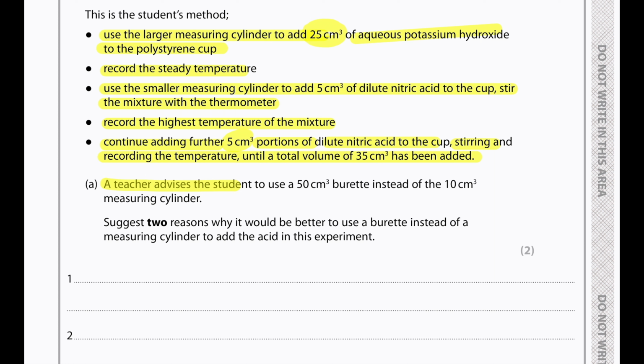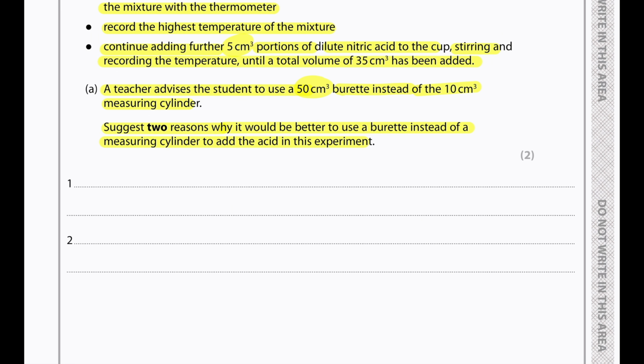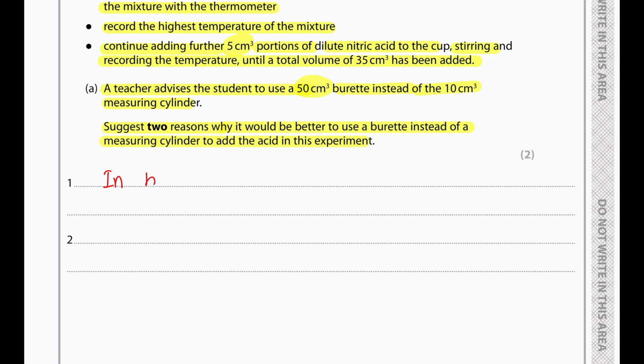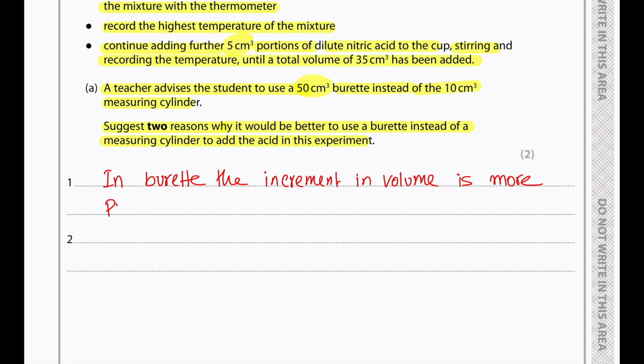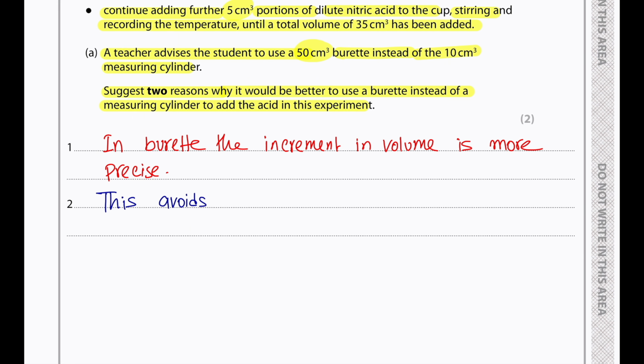A teacher advises the student to use a 50 cm cube burette instead of the 10 cm cube measuring cylinder. Suggest 2 reasons why it would be better to use a burette instead of a measuring cylinder to add the acid in this experiment. So using a burette, the increment in volume is more precise. In a burette, you can measure up to 0.1 cm cube very accurately. And the second one is that it avoids refilling the measuring cylinder, because the measuring cylinder needs to be refilled every time, which will waste time, and thereby the reaction will have time to cool down.